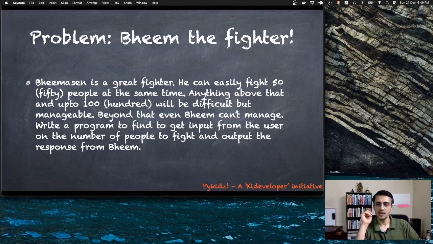The next one is probably a little more simple but fun, right? So Bheem is a great fighter, we know that. Now, he can easily fight 50 people at the same time, right? Anything above that and up to 100, say it's difficult but it's manageable, right? Beyond that, even Bheem can't manage, right? So this is similar to our age commenter.